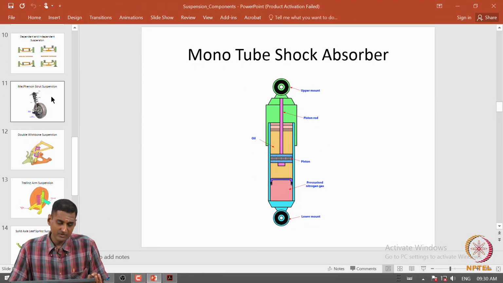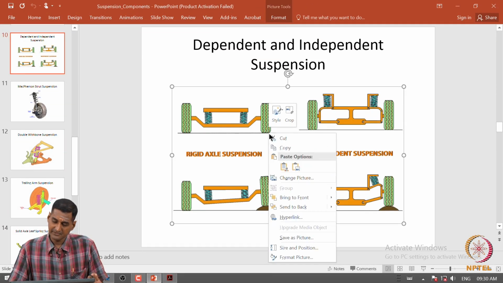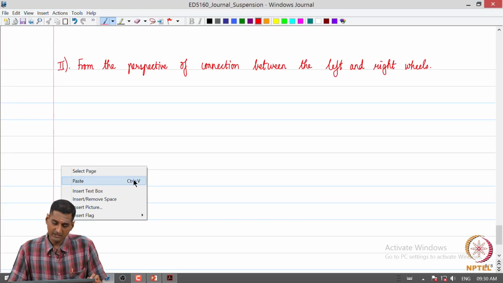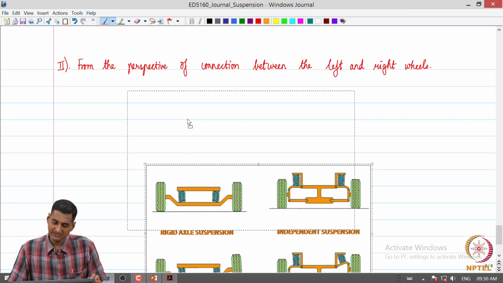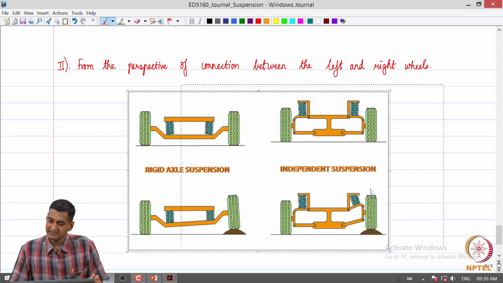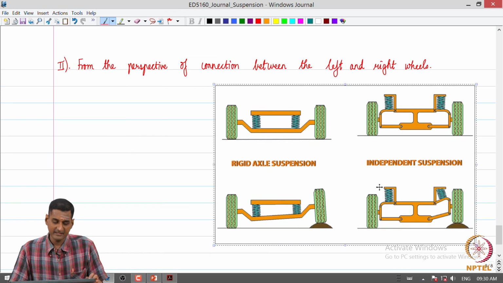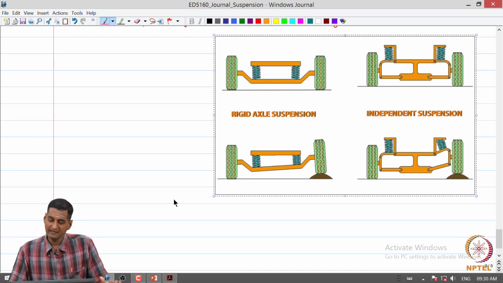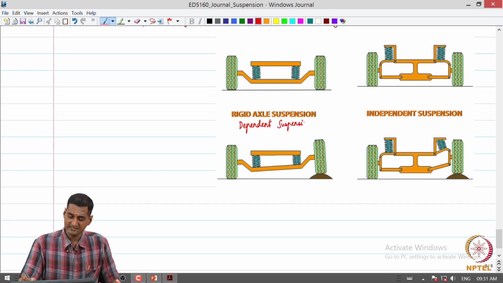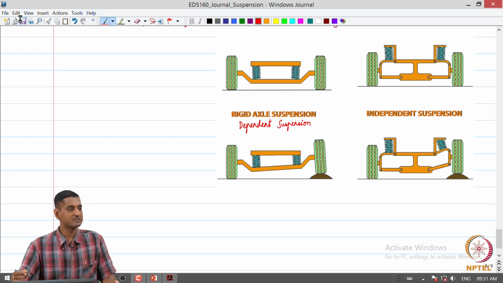Based on this, we have broadly two classes: what is called a rigid axle or dependent suspension, and an independent suspension. So, this rigid axle is also called a dependent suspension. So, what are these two classes of suspensions?